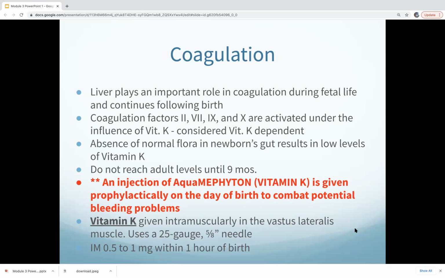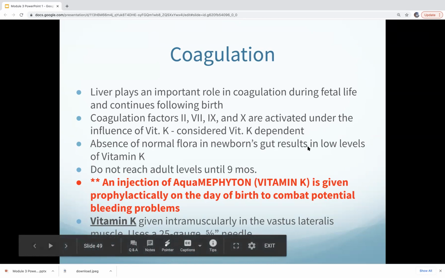It uses a 25 gauge 5/8 inch needle. So anybody who's been giving any IMs, you know a 5/8 inch needle is much smaller than what we're using on our adults. And it's anywhere from 0.5 to 1 milligrams, and that's given within 1 hour of birth. And it is not an immunization. It's not a vaccine.